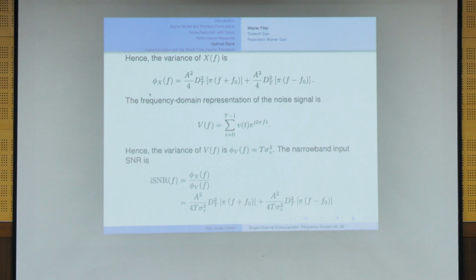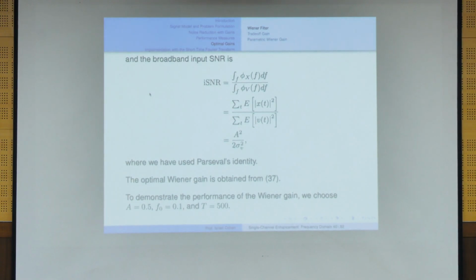So this is the input SNR, and we can use the input SNR to compute the Wiener gain. So what we see is that this Dirichlet kernel goes to 0 very quickly around the pulse. Okay? So this is the broadband input SNR if we want to compute it. It's just the integral of phi of the variance of x divided by the integral of the variance of v, and we can compute the broadband input SNR.